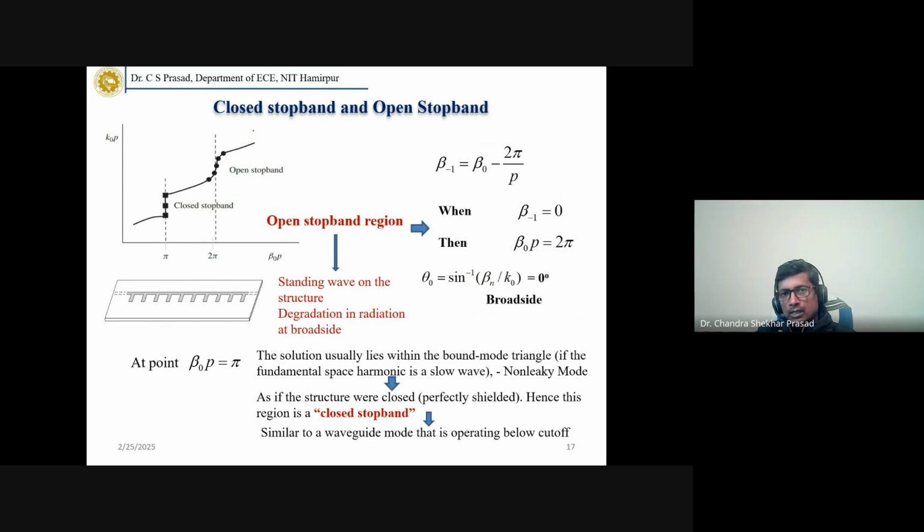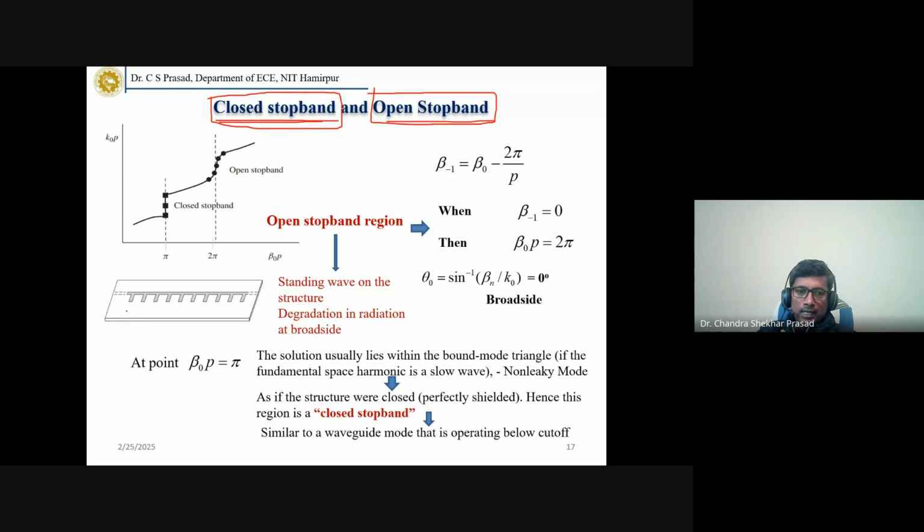Related to this leaky wave, we have some other terms. One is called closed stop band and one is open stop band. First, let me discuss the closed stop band. In a closed stop band, your wave is not propagating in the structure, like when you are operating a waveguide below cutoff. The behavior of the wave is then called closed stop band. The term open stop band is new for this leaky wave part.